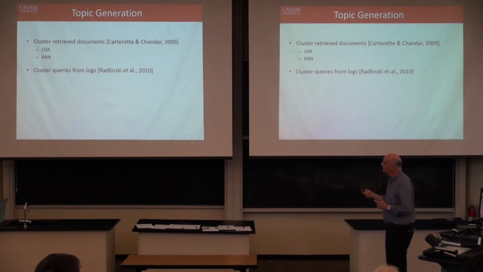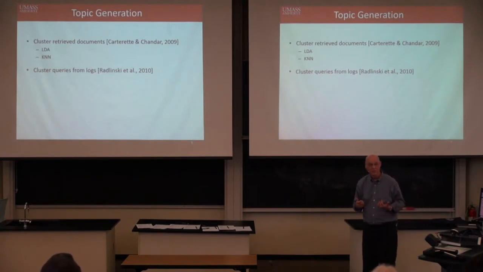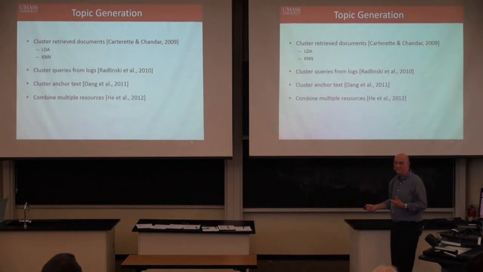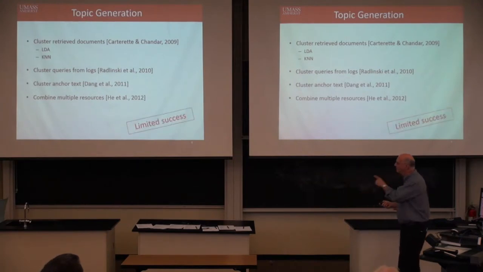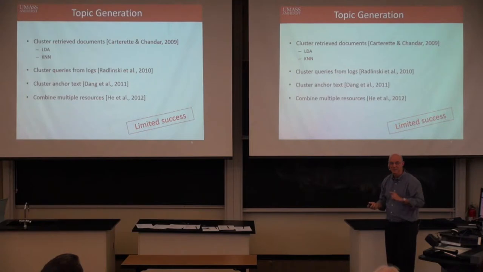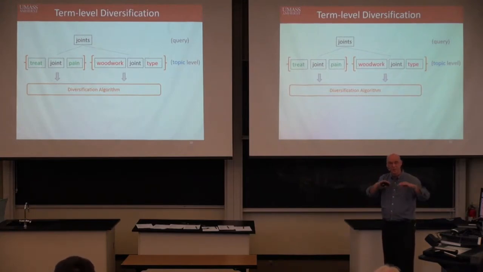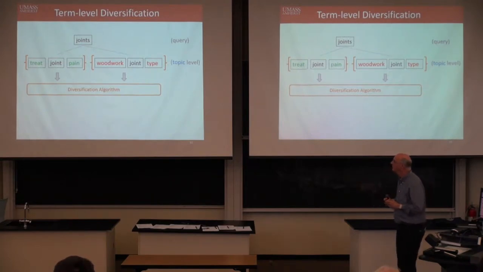Other people have tried to infer the topics by looking at query logs. Clustering anchor text is another way you might do it. And combining all of these things. That's the standard IR approach: when in doubt, combine everything. That's something that usually works better. But it hasn't worked that well. These are all reasonable approaches, but the results say that this doesn't work that well. It's actually pretty difficult to infer what the high-level topics associated with a query are.